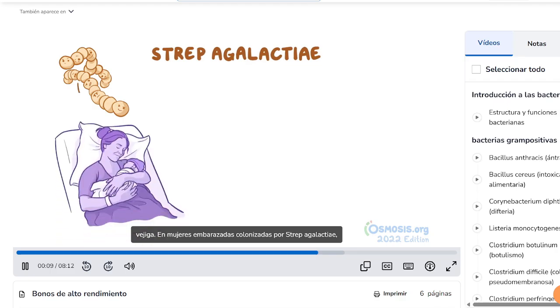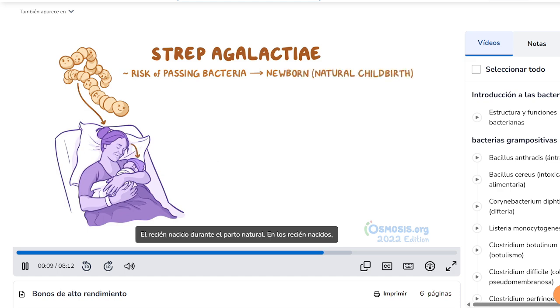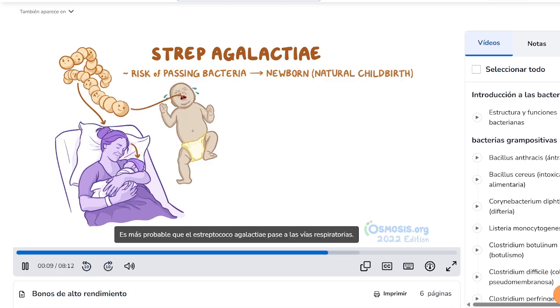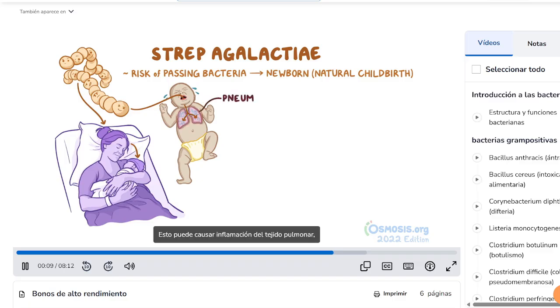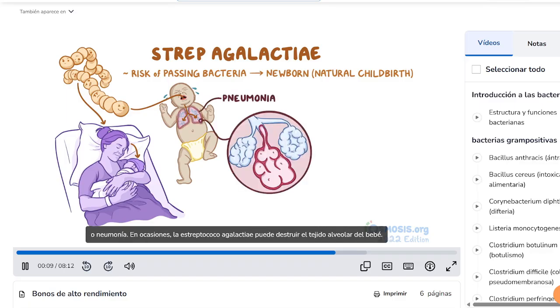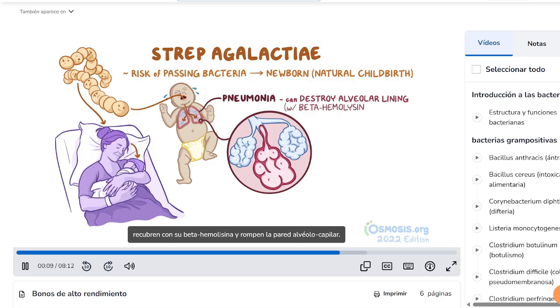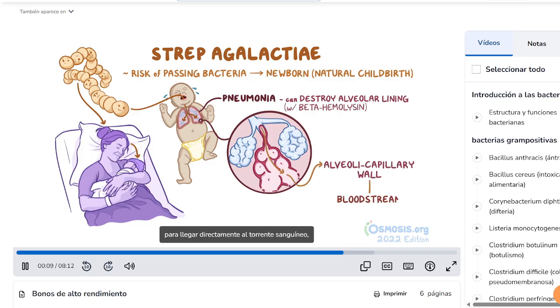In pregnant females who are colonized with Strep agalactiae, there's also a risk that they'll pass the bacteria to the newborn during natural childbirth. In newborns, Strep agalactiae is most likely to go down their airways, descend down the respiratory tracts right into the lungs. This can cause inflammation of the lung tissue, or pneumonia. Occasionally, Strep agalactiae can destroy the baby's alveolar lining with their beta hemolysin, and break through the alveoli capillary wall to get straight into the bloodstream, what's known as bacteremia.